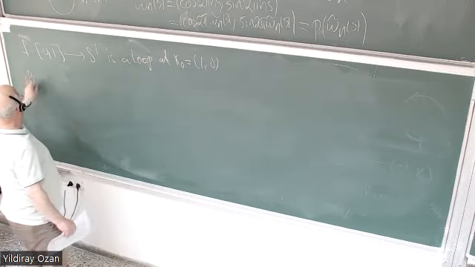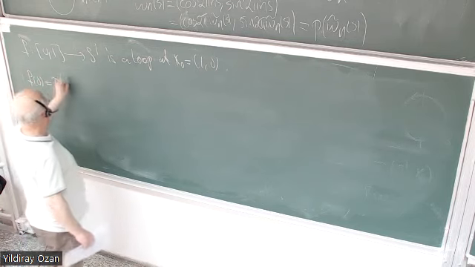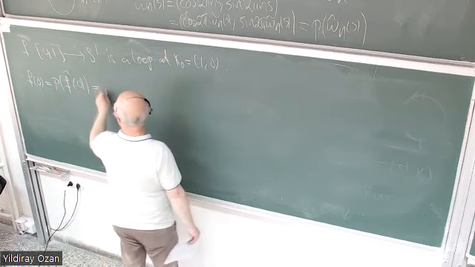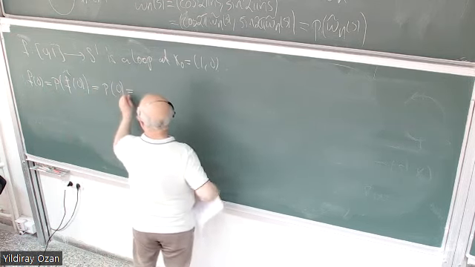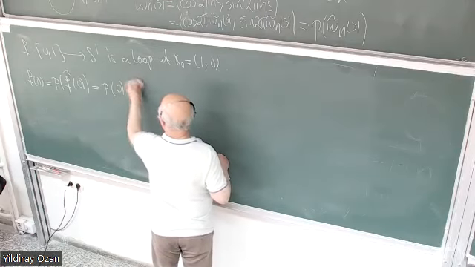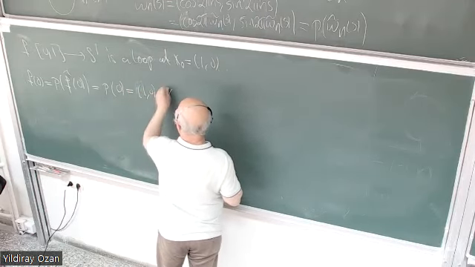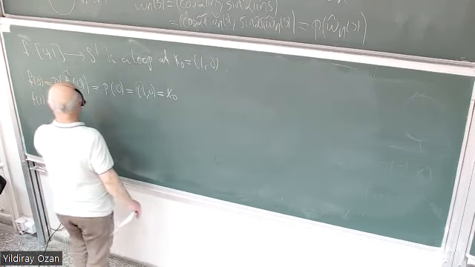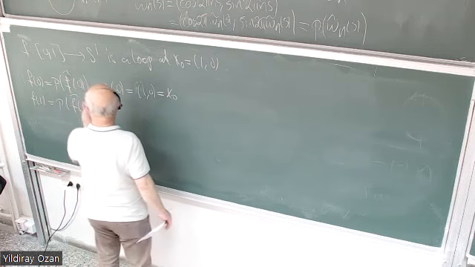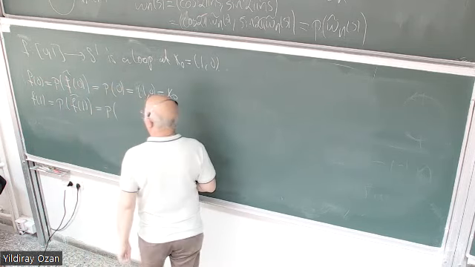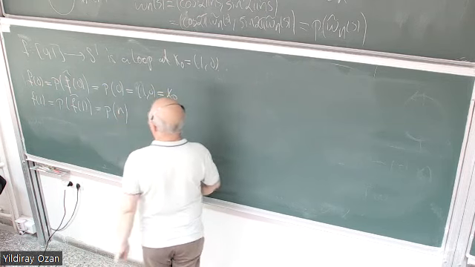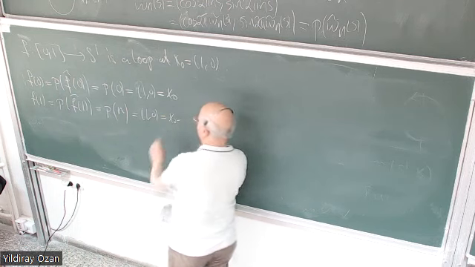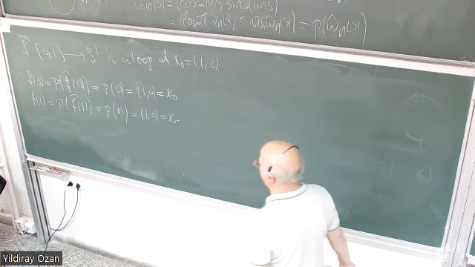Because f of 0 is just p of f tilde of 0, but f tilde of 0 is just 0. So p of 0 is just (1, 0), which is x0. And f of 1 is just p of f tilde of 1, and f tilde of 1 is just n. And this is again just (1, 0), which is x0. So it's a loop at x0.